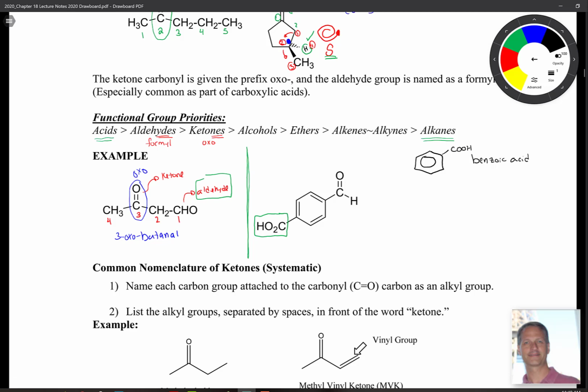So because it has a higher priority functional group than our aldehyde group here, we're going to name it as a benzoic acid. And then that group there is simply a formyl group. And that group is at the 4 position or para. So then the name of this would simply be para-formylbenzoic acid. And there you have it.